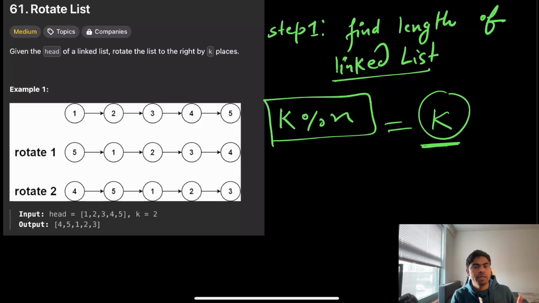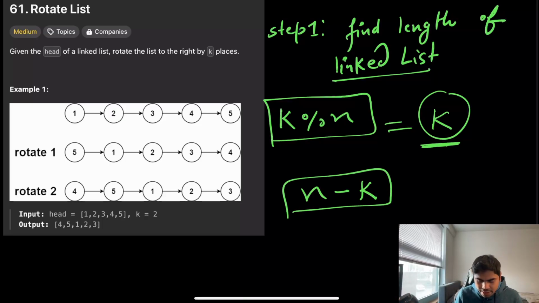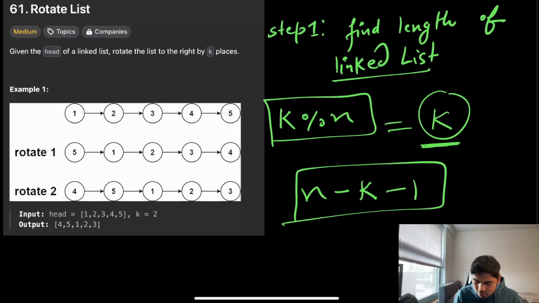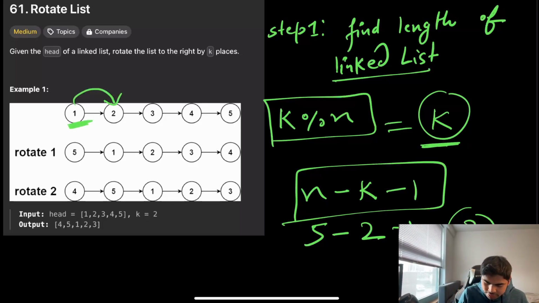How about the front? How do we reach there? We will find it out by n minus k. And if we want to stop one node before where we actually split it, then we can do minus 1. So that's where we want to stop. In this case, it would be 5 minus k, which is 2, minus 1 is 2. So we will start over here, one iteration takes us there, a second iteration takes us here. That's where we stop, and this is where we're going to set the next pointer to None.